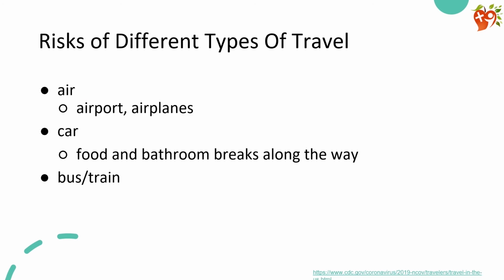When you need to travel, consider the following risks for getting or spreading COVID-19, depending on how you travel. Air travel requires spending time at the airports, which can bring you in close contact with other people and frequently touched surfaces. It's also hard to socially distance on airplanes. If you travel by car, taking food or bathroom breaks along the way could increase your chances of getting exposed. Bus or train travel for any length of time can involve sitting or standing within 6 feet of others.